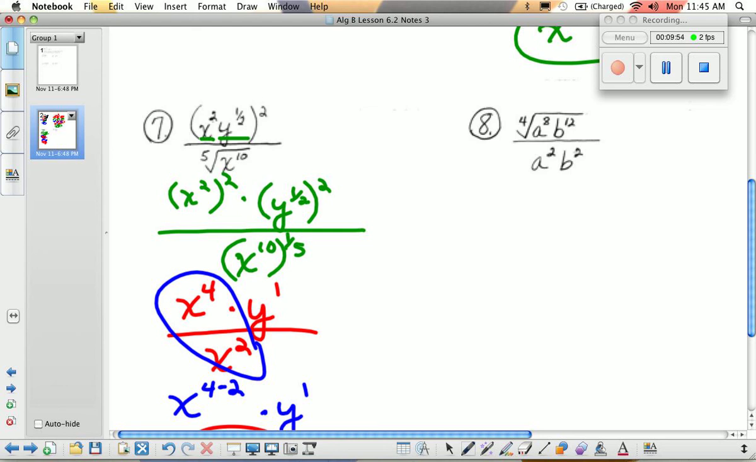We want to get rid of that radical sign. How are we going to get rid of that radical sign? H to the 8th power times 1.